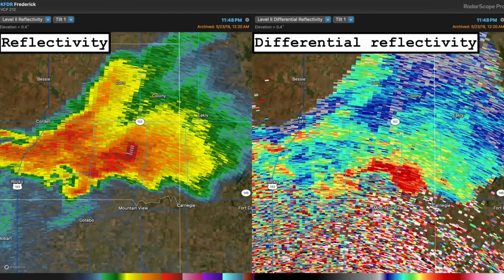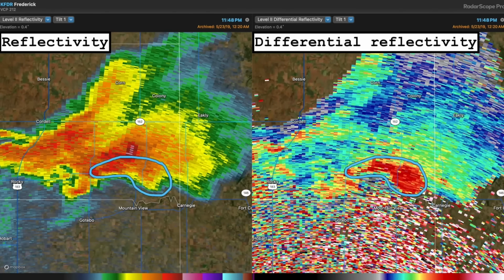The first of these is called a Differential Reflectivity Arc, or ZDR arc for short, which is an area of increased differential reflectivity that usually occurs on the right edge, which is typically the southern edge, of a supercell's forward flank downdraft along the reflectivity gradient.